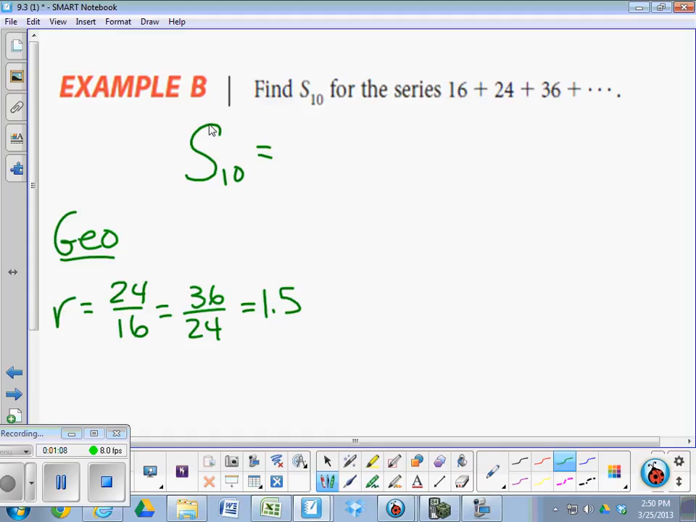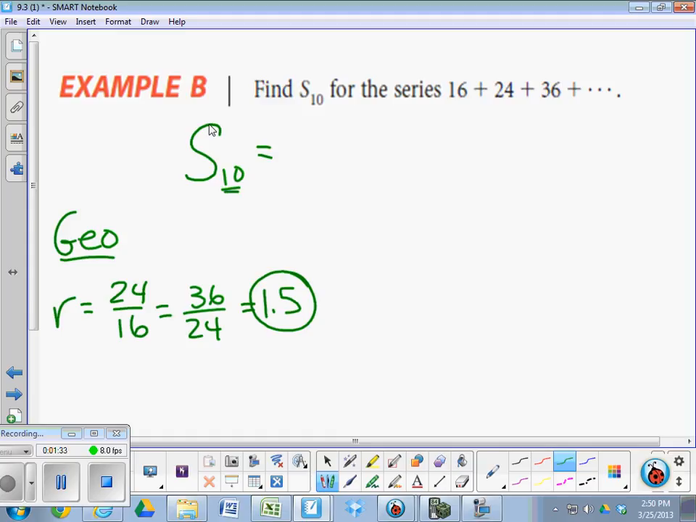Infinite, could you? Why not? r is greater than 1, right? It's outside the acceptable range to find the sum of an infinite series. It has to be between 1 and negative 1. But they don't want us to find the infinite sum. They want us to find the sum of the first 10 terms.